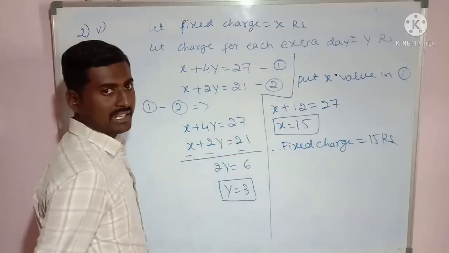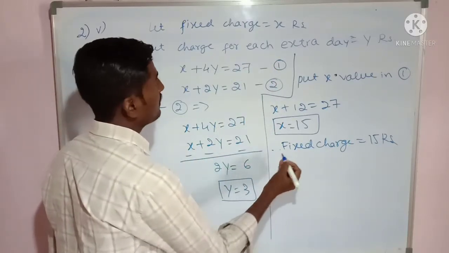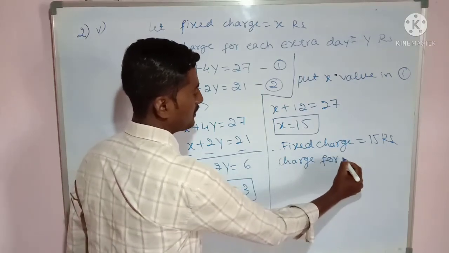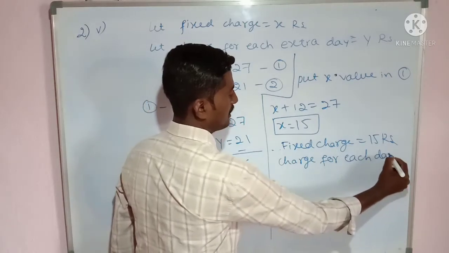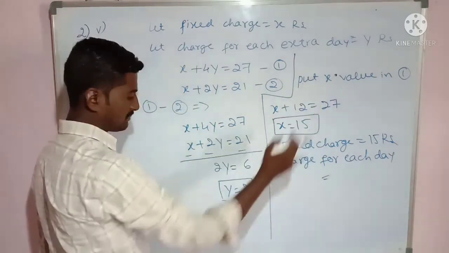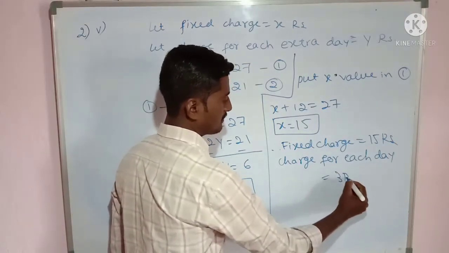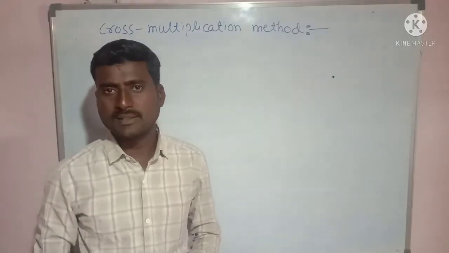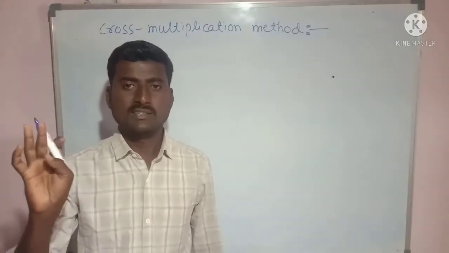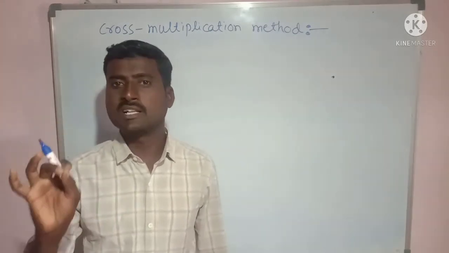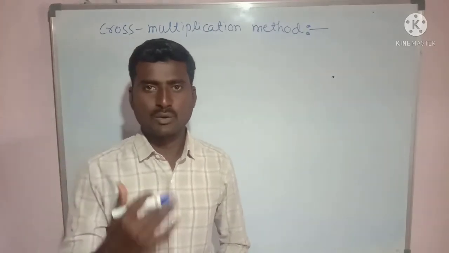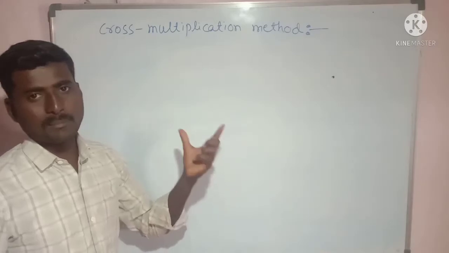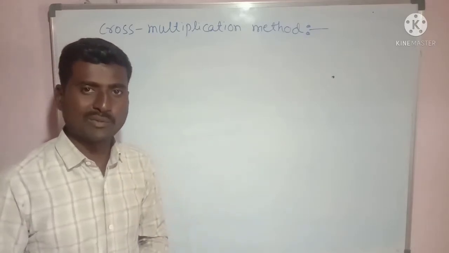Then the charge for each extra day, or additional charge, is equal to y. y is 3 rupees. This is the conclusion. Up to now we have studied the methods: the first one is the graphical method, the second one is the substitution method, and the third one is the elimination method. One more method is there, that is the cross multiplication method, which is another method to solve a pair of linear equations.